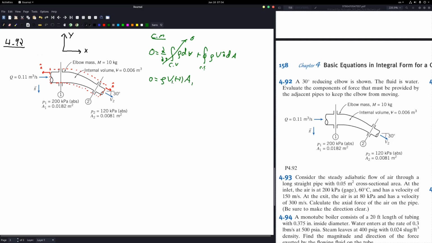And we're left with the expression 0 is equal to rho V1 times minus 1, again because of that normal vector, A1 plus rho V2 A2. This means that the flow rate at point 1 is going to be equal to the flow rate at point 2, which is equal to the flow rate in general because it is going to be constant throughout the pipe. This means that we could find V1 as being 6.044 meters per second and V2 being 13.58 meters per second.